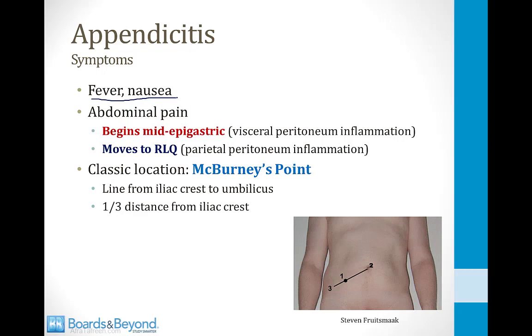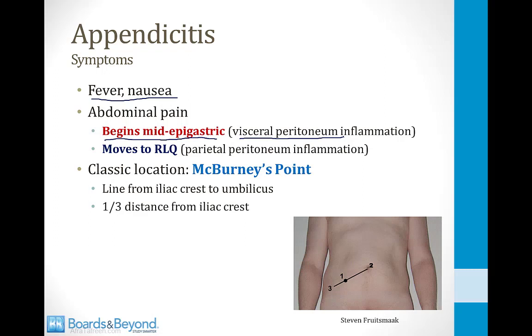So the abdominal pain in appendicitis develops in the mid-epigastric region, usually around the umbilicus. Now this is usually not where the appendix is located in the abdomen, but the reason the pain starts here is because initially the inflamed appendix irritates the visceral peritoneum. The visceral peritoneum is innervated by the autonomic nervous system. This system is poorly localizing, so the pain will be generalized and mid-epigastric initially.